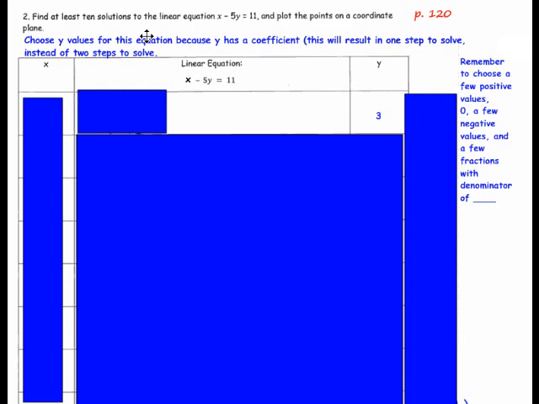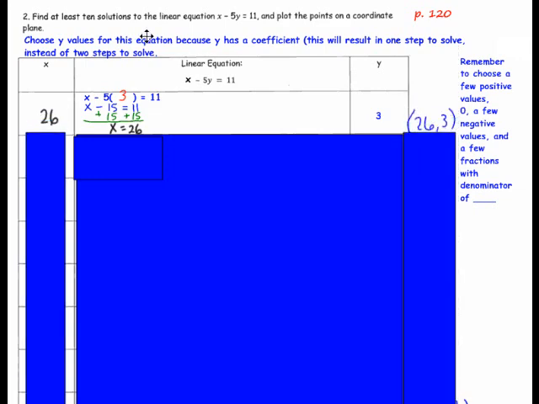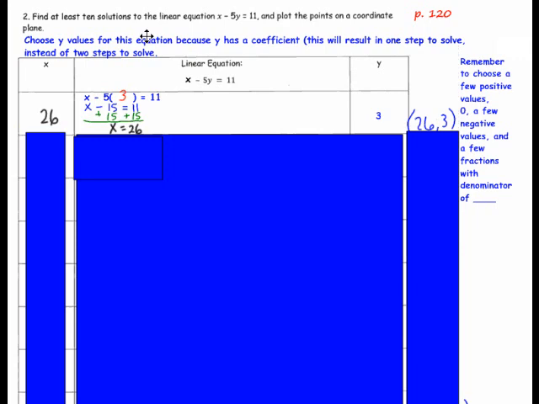So I'm going to set my first y value at 3. Then I'm going to write my equation, x minus 5 times 3 equals 11. Then I'm going to solve for x. 5 times 3 is 15. Add 15 to both sides of the equation, and the x value is 26. So my ordered pair is (26, 3). Pause the video and find 9 more solutions. Then graph your solutions.